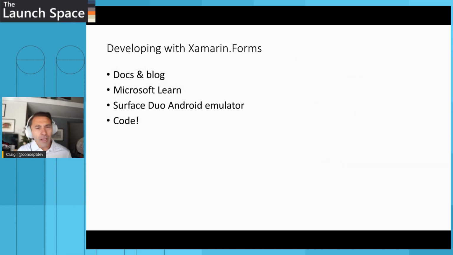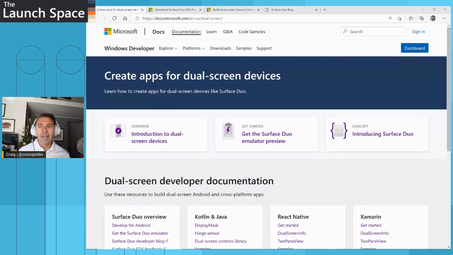So that's a quick look at what you can do to your application's user experience to take advantage of dual screens. For the rest of today, we really want to focus on how you can do that with Xamarin Forms. So I'm going to quickly look at some of the content we have available to get you started and look at how you can get the Surface Duo Android emulator, which is available for free, so you can start today. And then Shane's going to walk through some actual code, which is always going to be the most fun stuff. So let's quickly go over to the docs site and see where you can really get started.